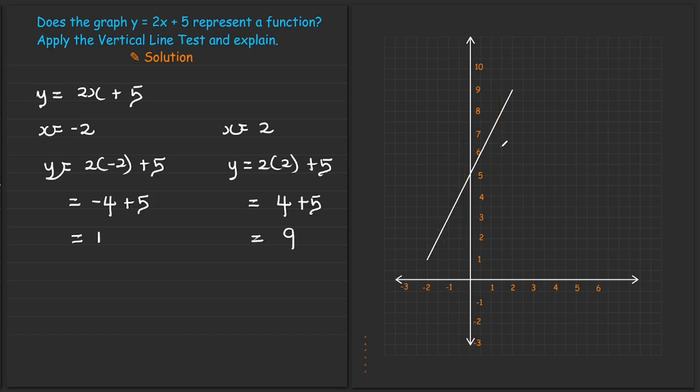And that is just how we determine with a graph using the vertical line test. So our conclusion is simple. We'll say that yes, it passes the vertical line test. Not only does it pass, but then it is even a one-to-one function as well.